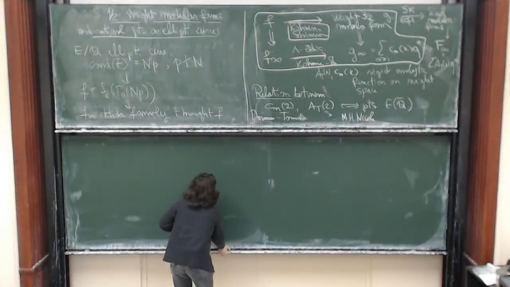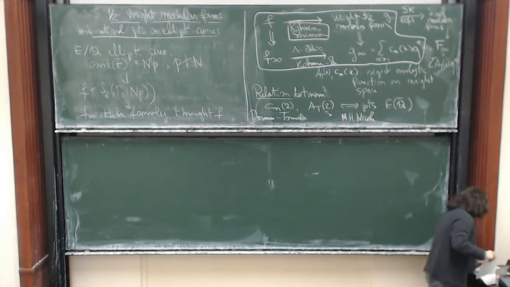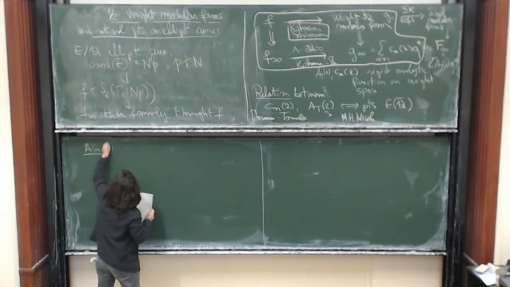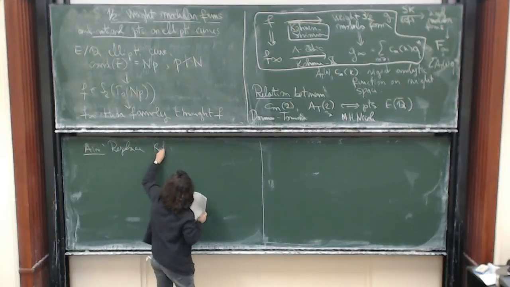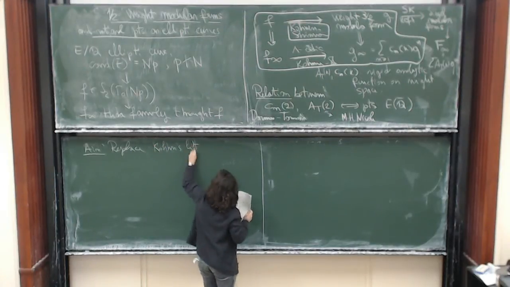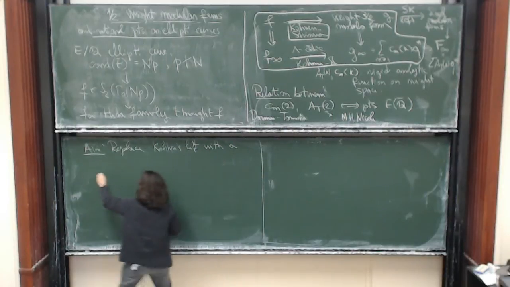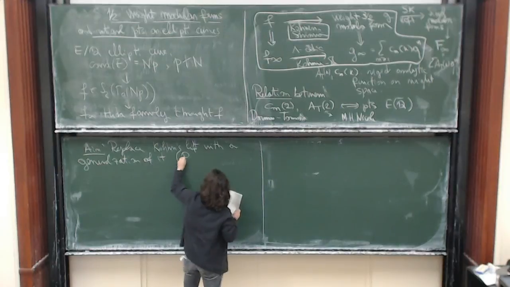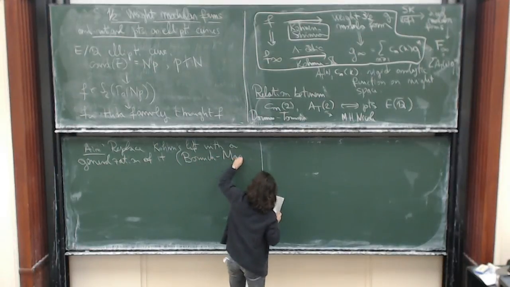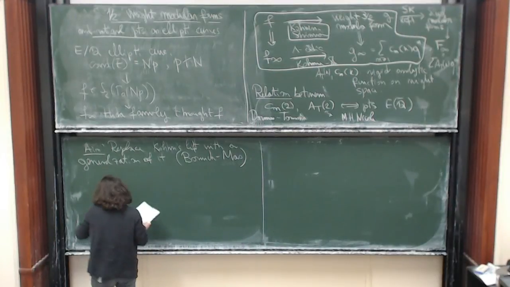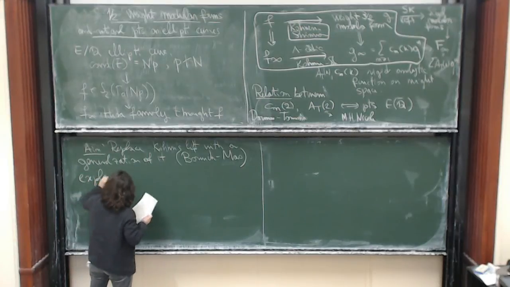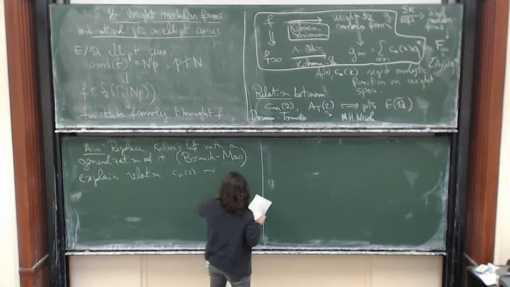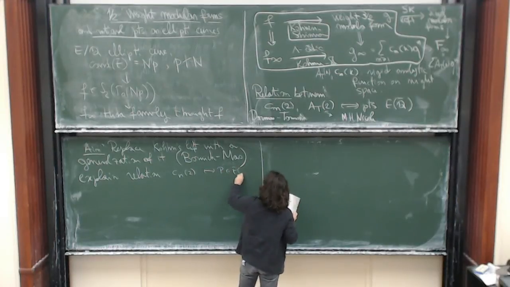So, okay, the aim is to replace this Kohnen lift with a generalization of it, which is due to a work of Baruch and Mao, and to explain the relation between these Fourier coefficients and the points on elliptic curves. Okay, so this is the aim.